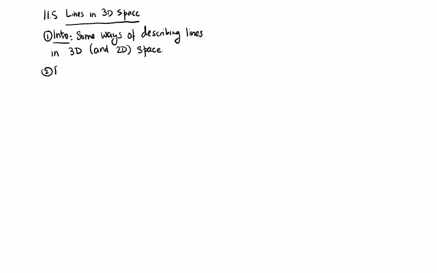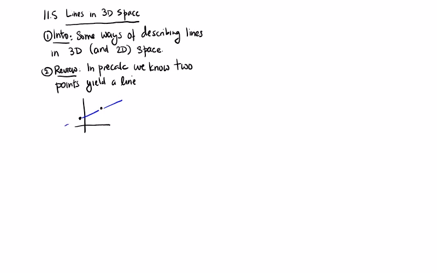Let's do a brief review. So in 2D, like in pre-calc, we could, for example, say that 2 points yield a line. All right, like if you have an XY plane, and you take a point, you take another point, you know for sure that you'll get a line that goes between them. But knowing those 2 points isn't as relevant as finding an equation for the line, right?